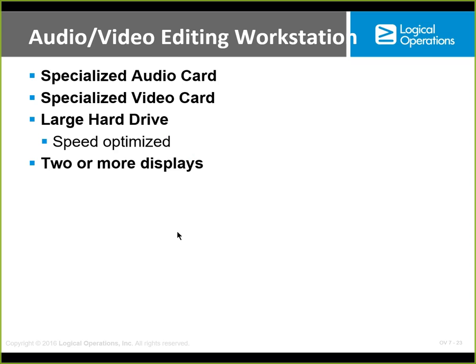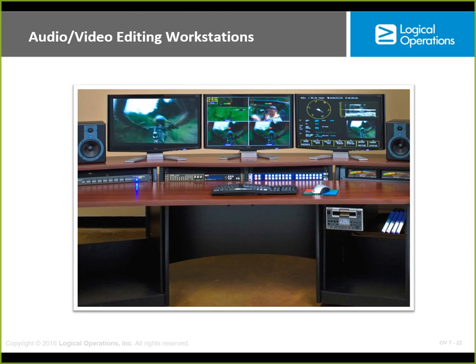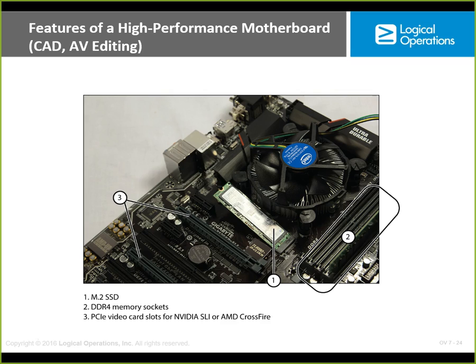Video editing workstations, you notice there are a lot of similarities, audio and video: specialized audio card, specialized video card, large hard drive, speed optimized, again, speed optimized, think RAID 0, and two or more displays when we're doing these things. Anytime you're doing editing, you probably want to think about two or more displays. I think two or more displays now, even just running a regular machine.